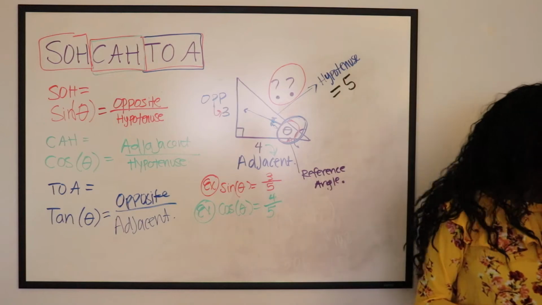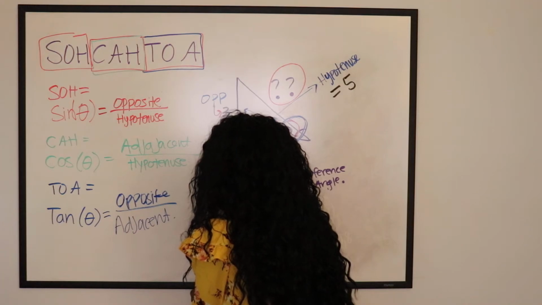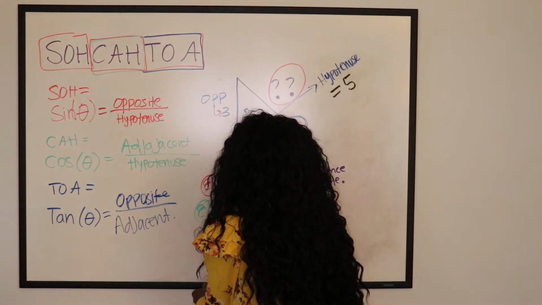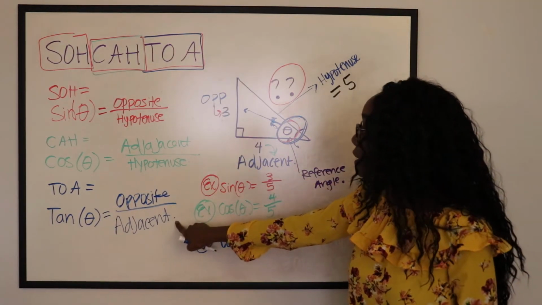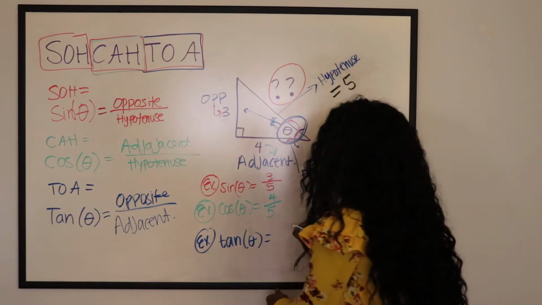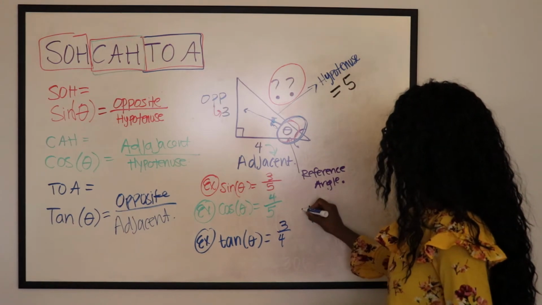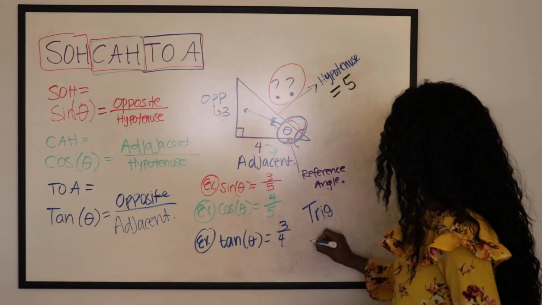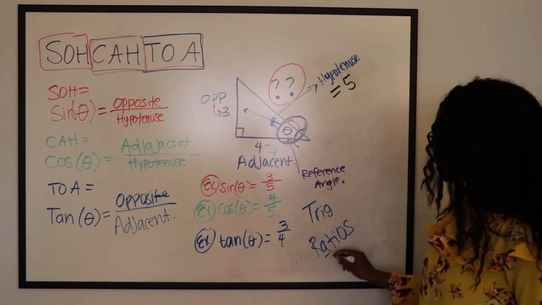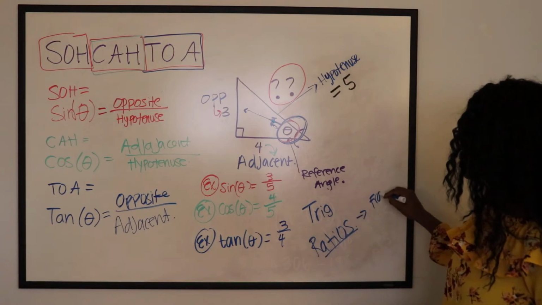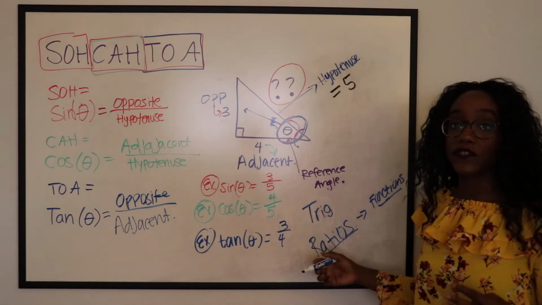Okay, and let's do tangent. So, which sides are we going to use? We need to know the opposite and the adjacent side. So it's going to be 3 over 4. And these are called trig ratios. Let's remember that the word ratio means fractions, or proportions. So that's why you see them come up as fractions.